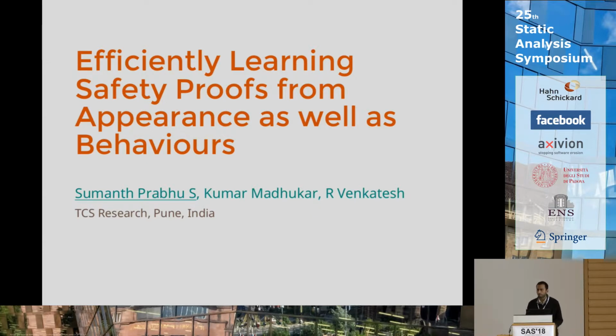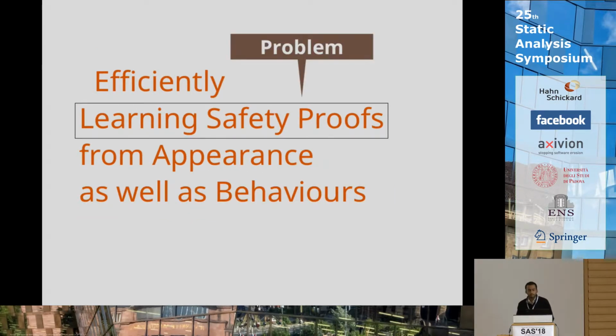This is a joint work with Kumar Madhukar and R. Venkatesh. I'll begin with the problem, and the problem is to learn safety proofs. And we all know that for correctness of a program, we need safety proofs. I don't think I need to motivate here why correctness of a program is important. So let us look at what safety proofs are.